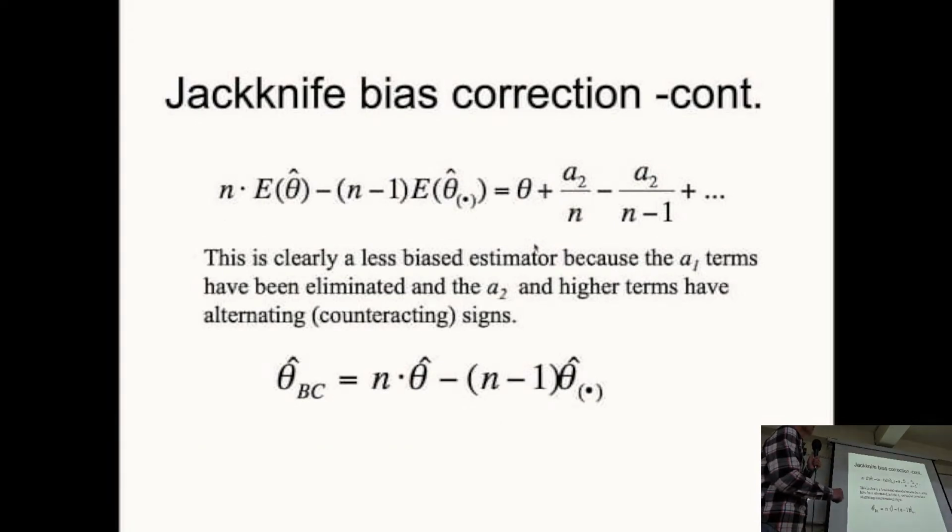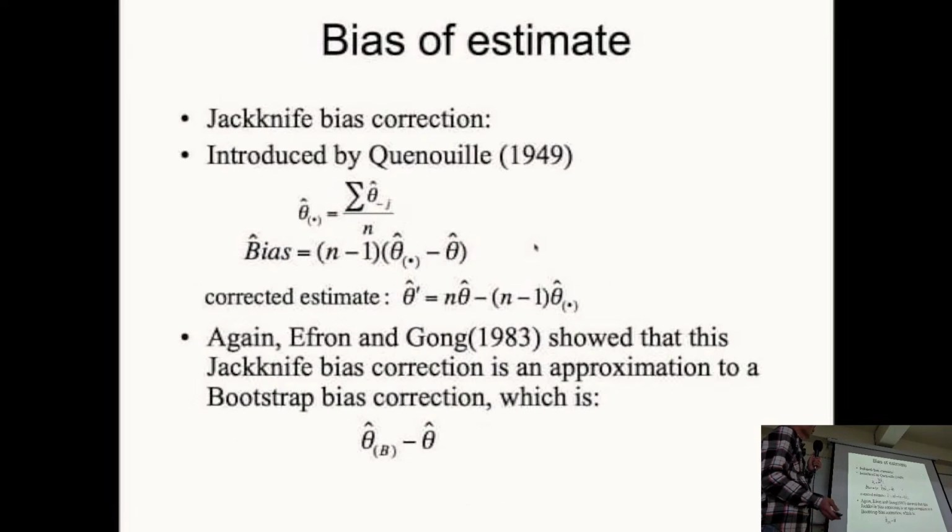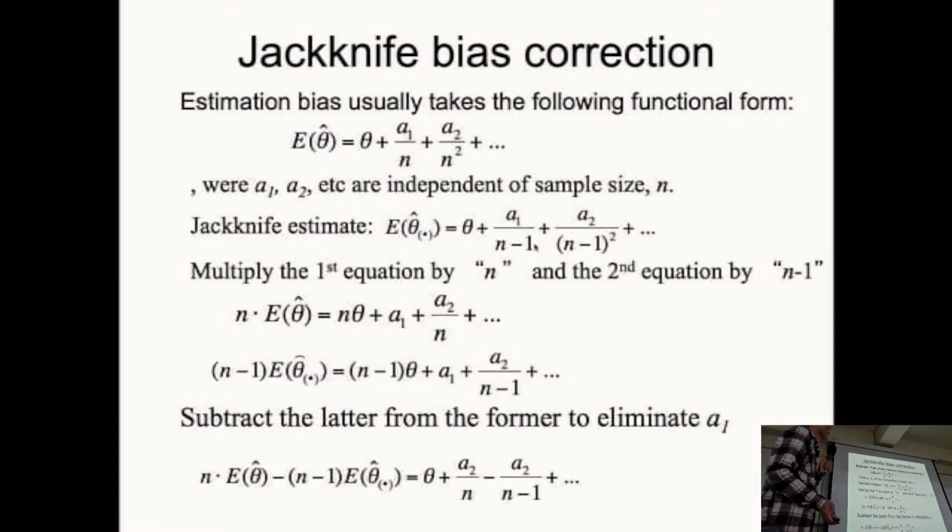the jackknife bias correction, I just copied it from the previous page. And this is the less biased estimator because the A1 term has been eliminated and A2 and the higher terms have an alternating sign. And therefore, you have the bias corrected estimator following this formula, which is this formula. Okay? That is the usefulness of the jackknife for bias correction.